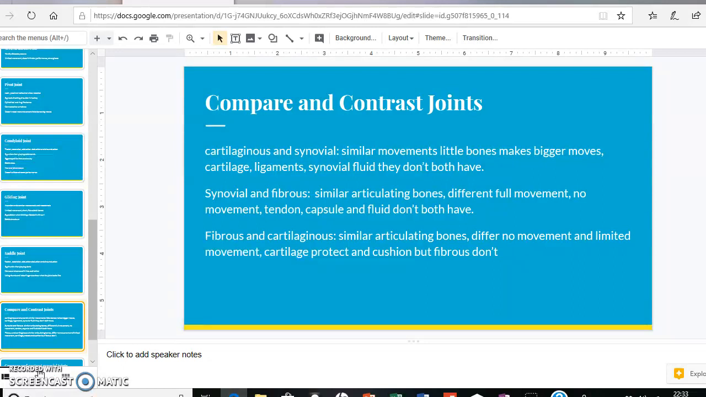Fibrous and cartilaginous joints are similar because they both meet at articulating bones that make up the joint. This is where they differ because fibrous have no movement at all, and cartilaginous have limited range of movement. Also, cartilaginous joints have cartilage to protect and cushion the joint, however, fibrous don't have this.